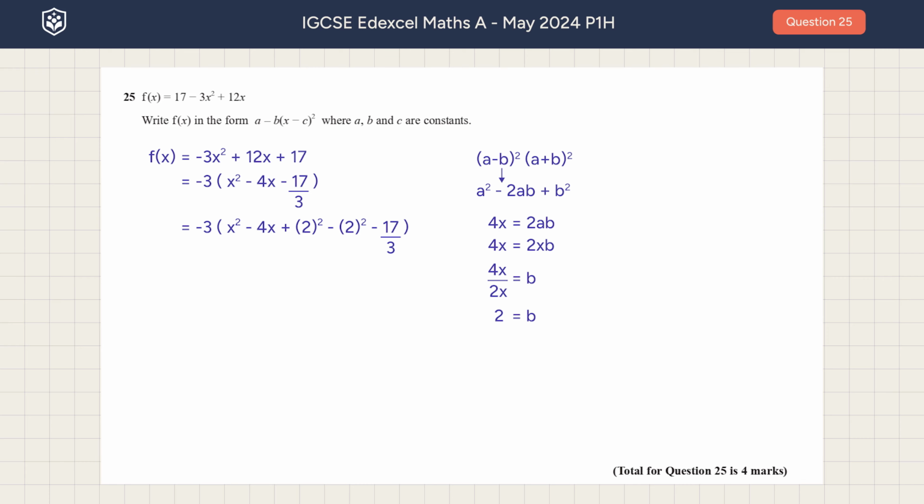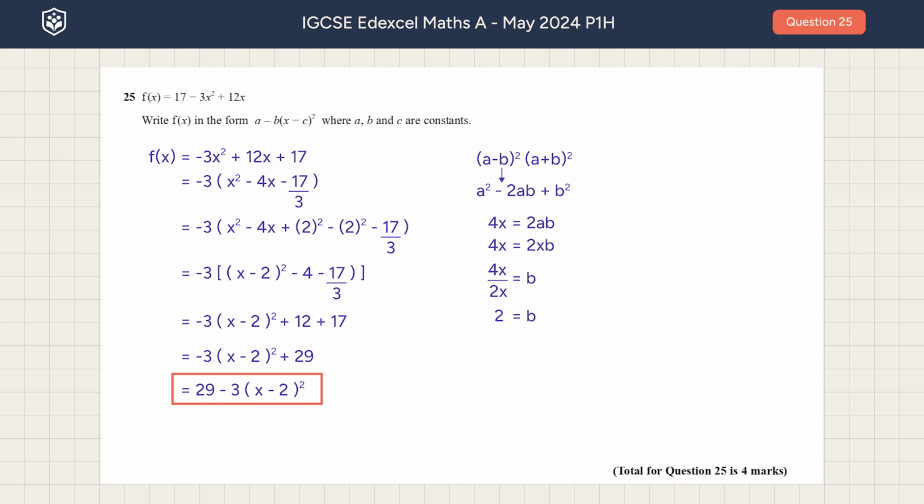The reason why we have to minus 2 squared as well is because we're adding a new term in this equation. So if you're adding something new, you have to subtract it as well. Now we can simplify to make negative 3 bracket (x minus 2) squared minus 4 minus 17 over 3, which equals negative 3 times (x minus 2) squared plus 12 plus 17, which equals negative 3 times (x minus 2) squared plus 29. And this is your equation in completed square form. To follow the form shown in the question, we can write it as 29 minus 3 times (x minus 2) squared. And that is the answer to the last question.